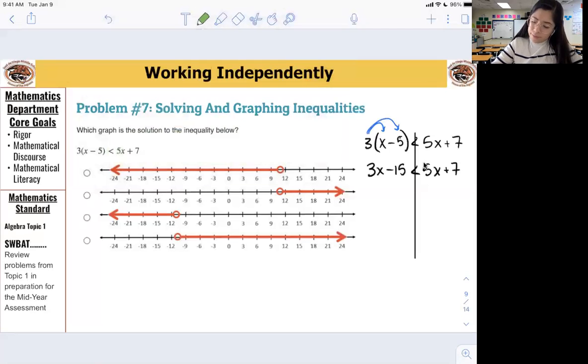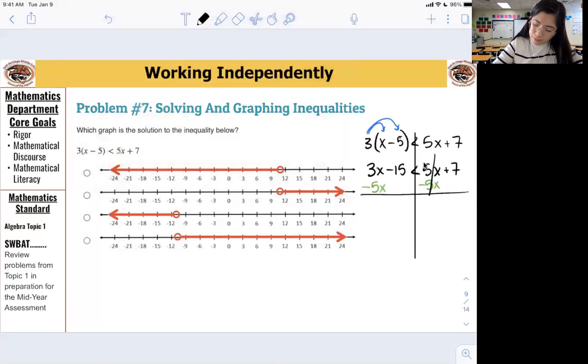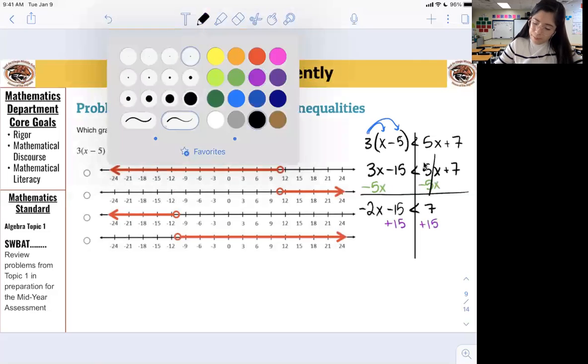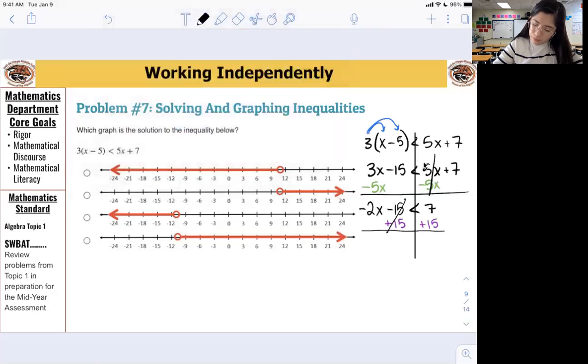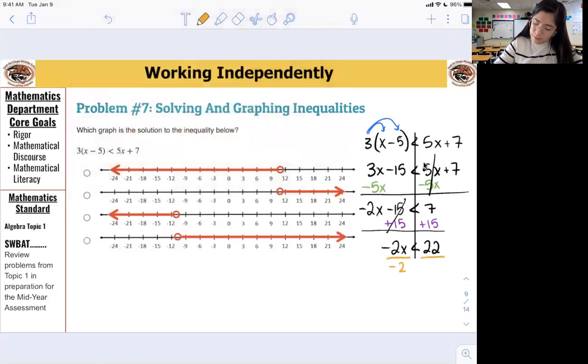Subtract the 5x. Good. Minus 5x on both sides. 3 minus 5. What does that give me? Negative 2x. Negative 2x minus 15 is less than 7. Now what? You add the 15. Okay. Which will give you negative 2x less than 22. And you divide, and since it is a negative 2, we switch the sign. Very good. That's the most important step right there.